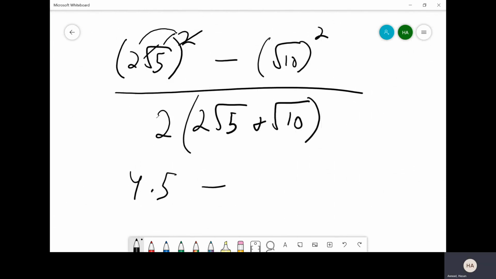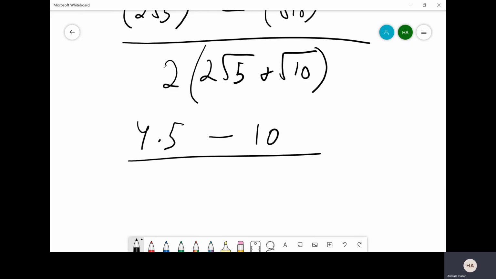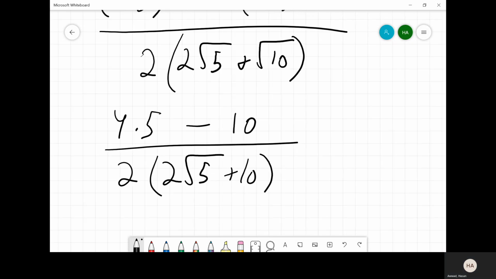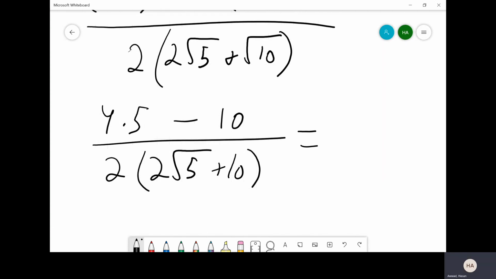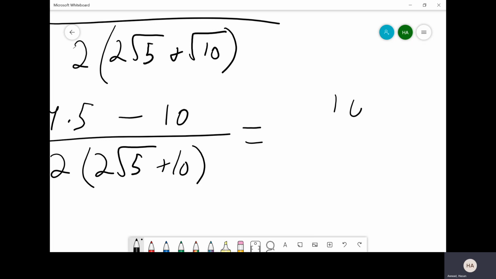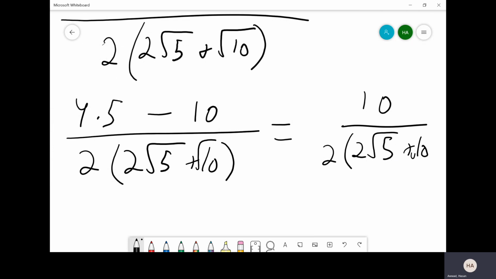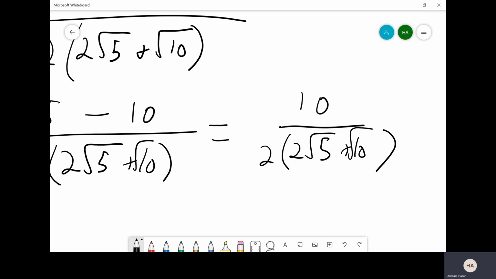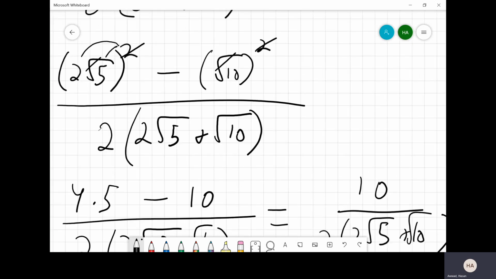And finally, we get the square root of 10 squared, which, again, things are just going to cancel there, right? The square root is going to cancel with the exponent. So minus 10 all over 2 times 2 square root of 5 plus 10. And 4 times 5 is 20. 20 minus 10 is just going to give us 10 all over 2 times 2 square root of 5 plus, that should have been square root of 10. My mistake. Glad I caught that. Square root of 10, square root of 10. I didn't make that mistake anywhere else, right?